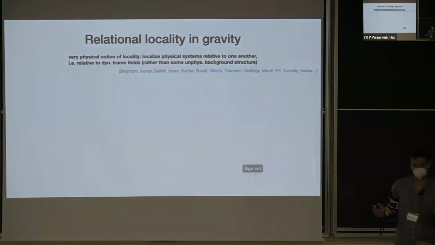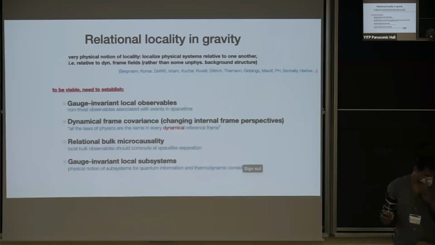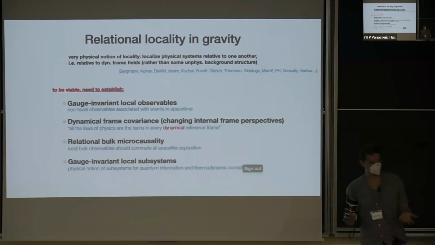This is something that we want to develop more generally, and you can call that a relational notion of locality, where we localize fields relative to one another in a gauge invariant way. This is something that has been discussed for decades, going back to at least Bergmann and Komar, and has appeared in various forms in recent years, also in different communities. But if we want such a relational or dynamical notion of locality, we better make sure it's a consistent one, consistent with our experiences.